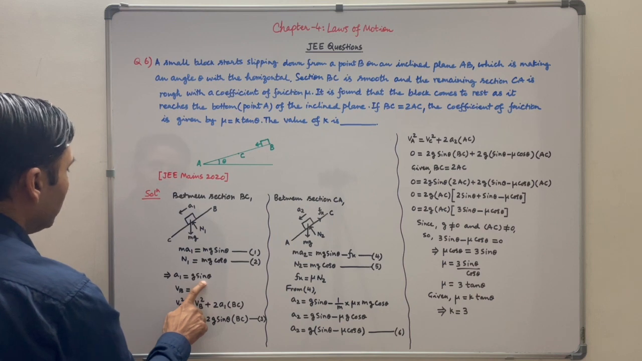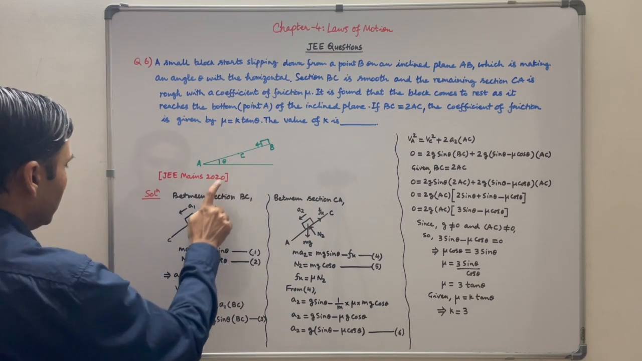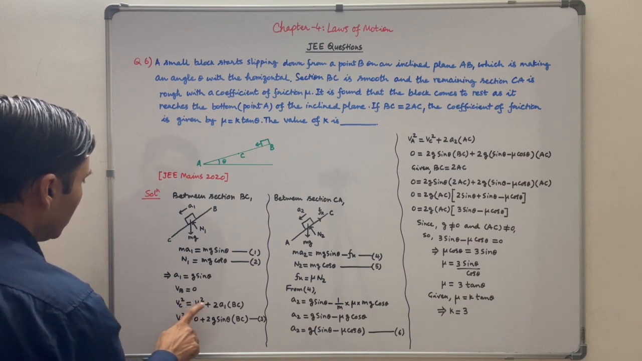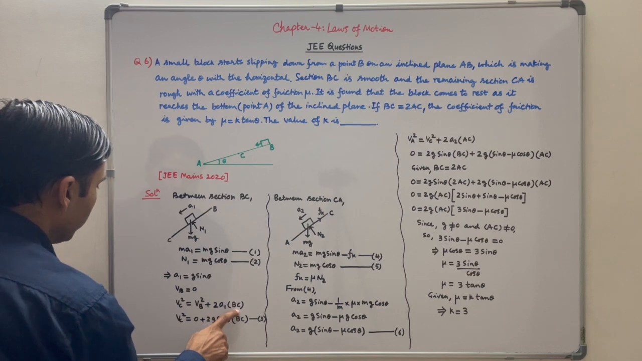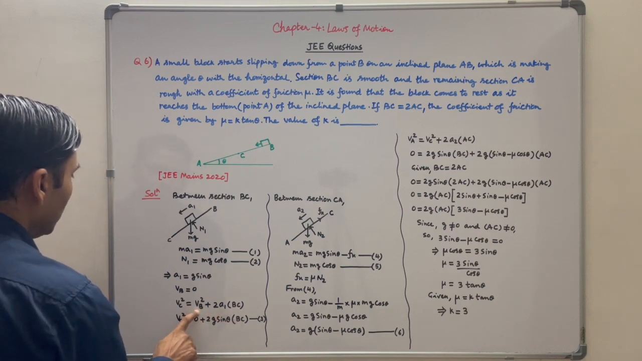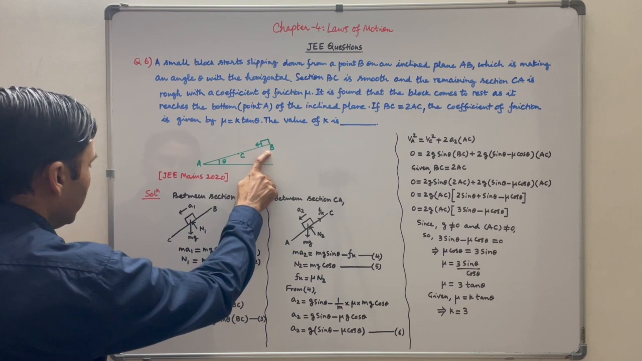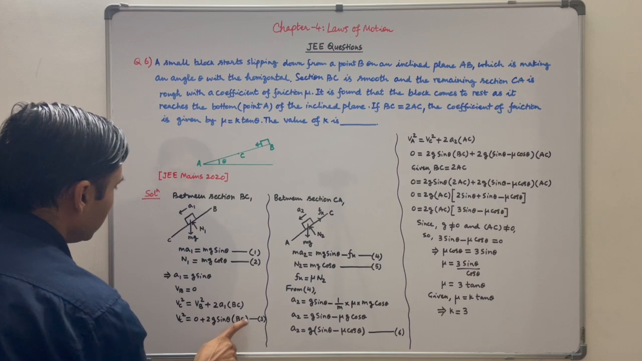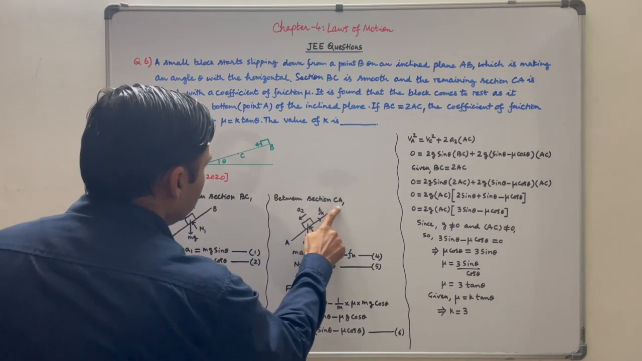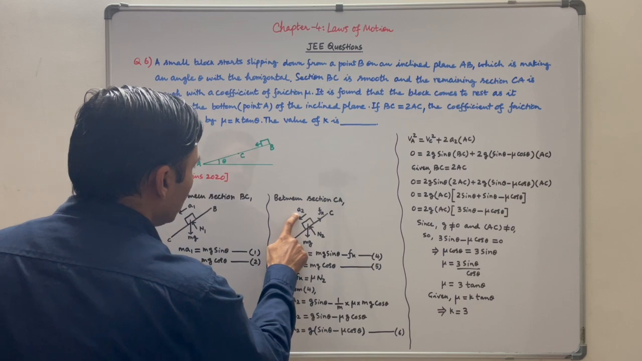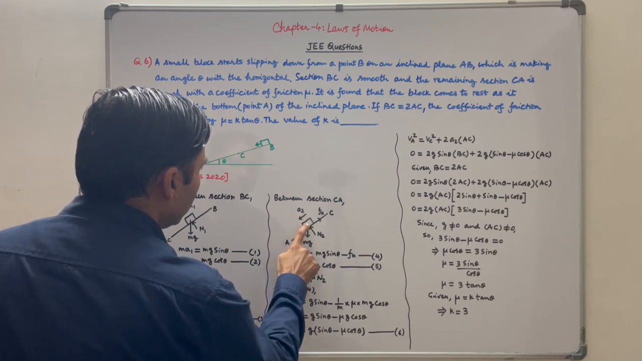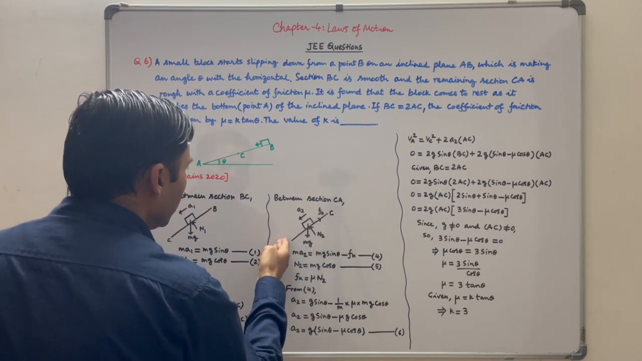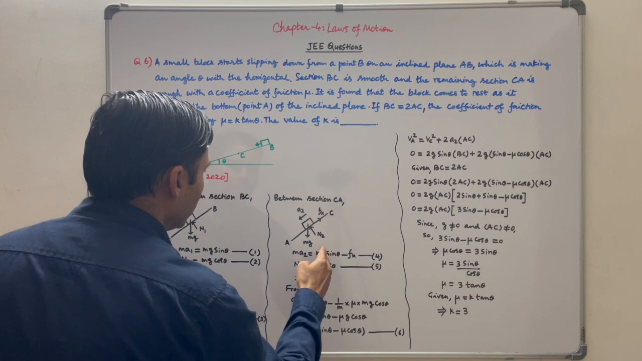Next, we will calculate the velocity of block at point C. Applying third equation of motion in a straight line, VC square is equal to VB square plus 2 into A1 into BC. VB is equal to 0 as the block was at rest at point B. So VC square is equal to 2g sin theta into BC. This is equation number 3. Between section CA, let's say acceleration of the block is A2. mg is weight of the block that works vertically downwards. Its component along the plane will be mg sin theta and perpendicular to the plane will be mg cos theta.